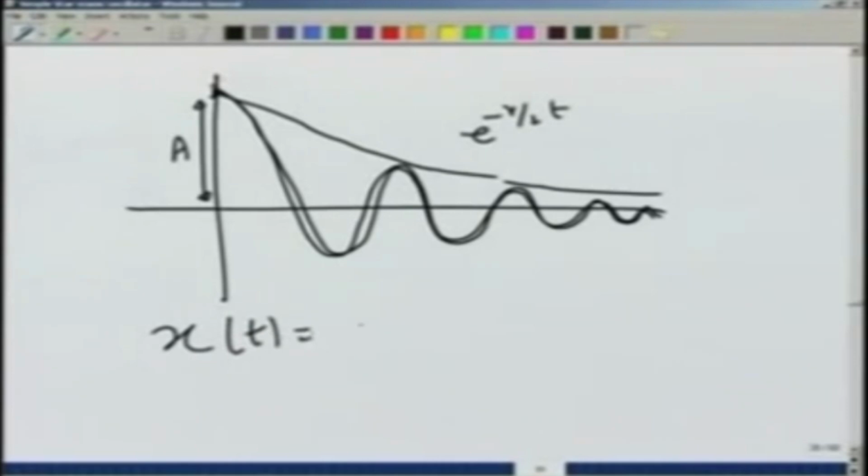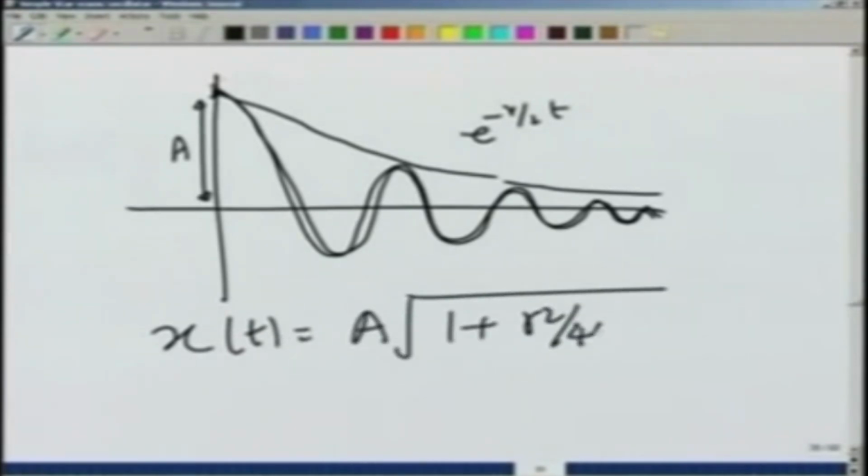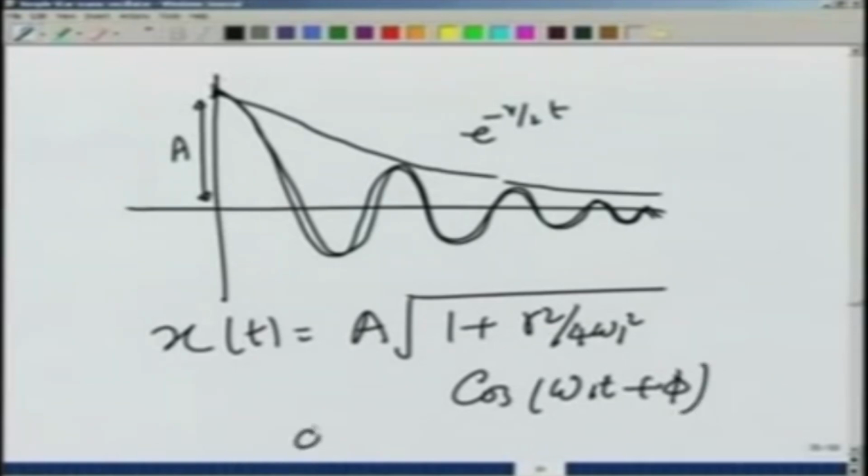x t equals a square root of 1 plus gamma square over 4 omega 1 square cosine of omega 1 t plus phi, with tangent phi being minus gamma over 2 omega 1. So, slowly the particle starts losing its amplitude.